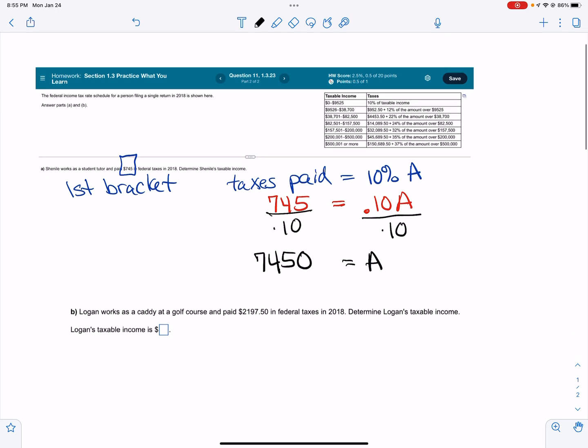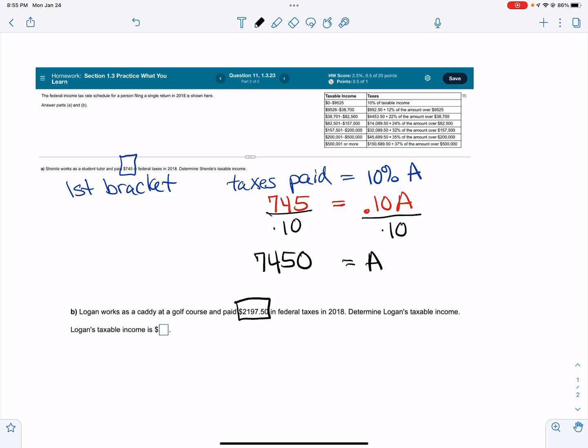Then they'll give you part B, and part B is a little bit different because now they say this person pays this much in taxes, and so we have to figure out what bracket. So if you look at the first bracket, 10% of the $9,525 would be $952.50, so that's not close enough. If you go to the next bracket, they pay the $952.50, but then they also pay 12% of anything over the $9,525.